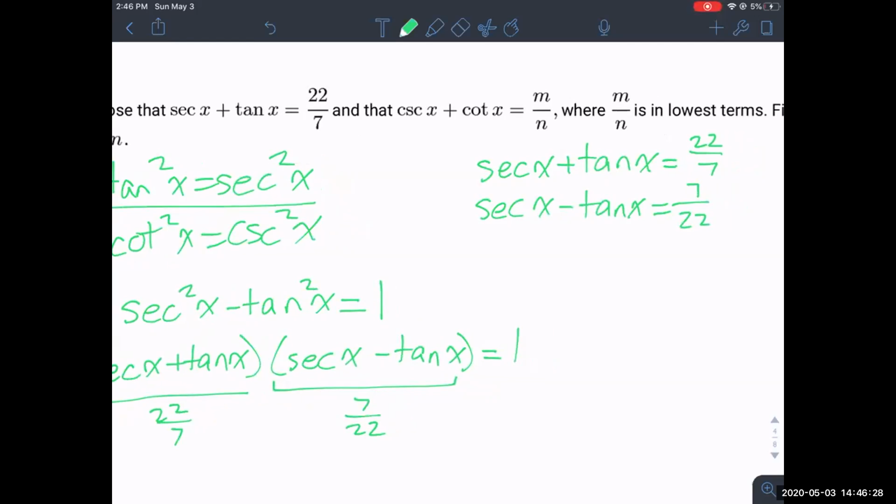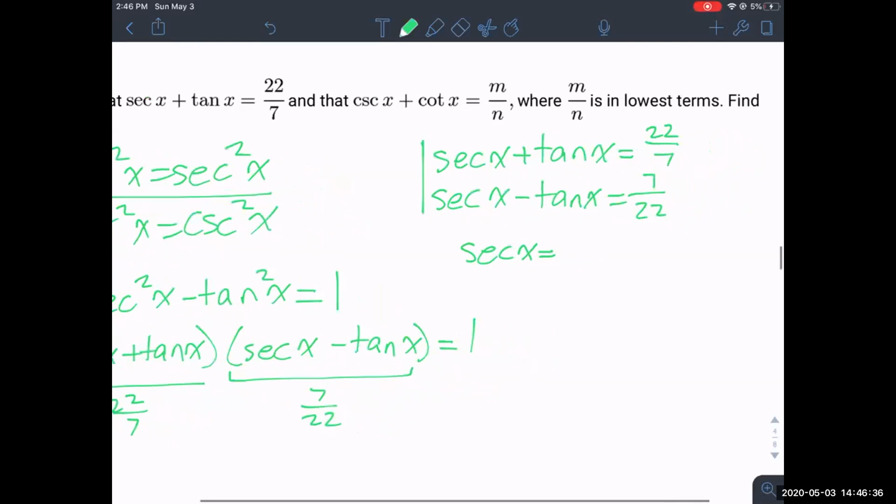So anyway, we add these two together and then divide by 2. And I'll save you the computation that gets us this nasty thing.